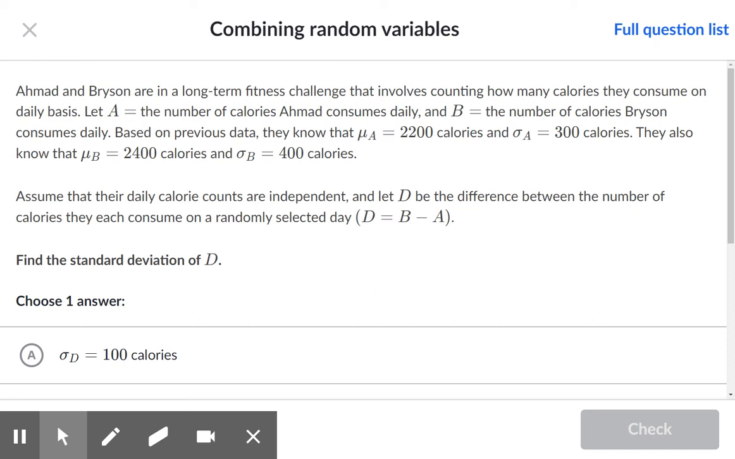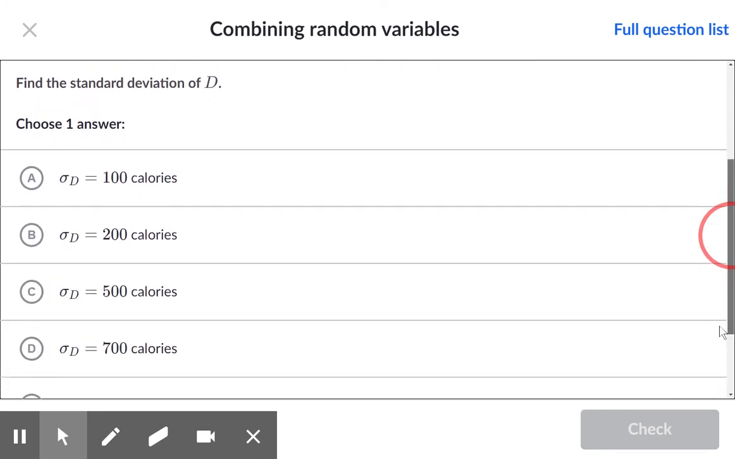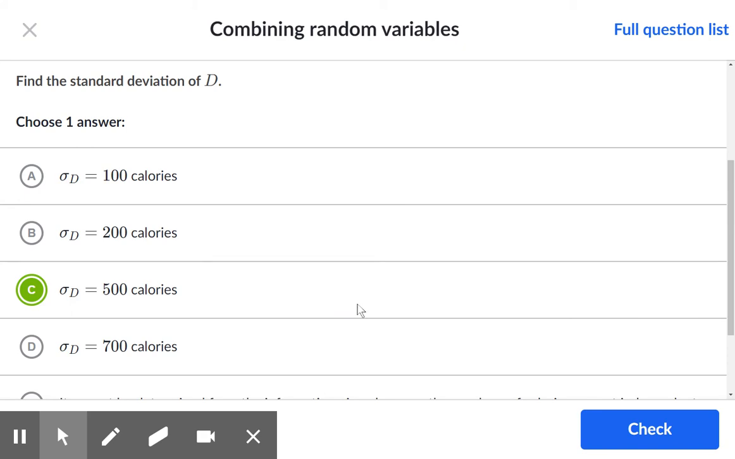and I would just use the calculator. There's a square root sign here. So second, square root, 250,000. So we now know that the standard deviation is 500. So let's look at what my options are. I have standard deviation is 100, 200, 500, and 700. So we know it's going to be 500.